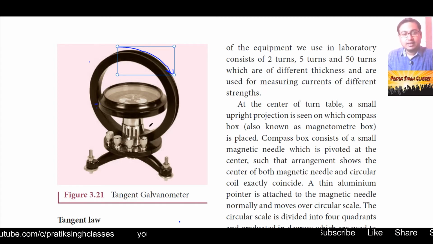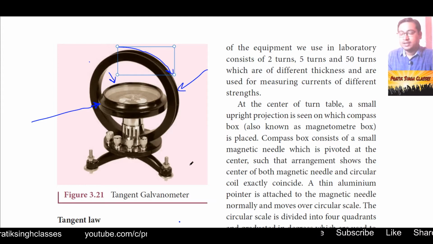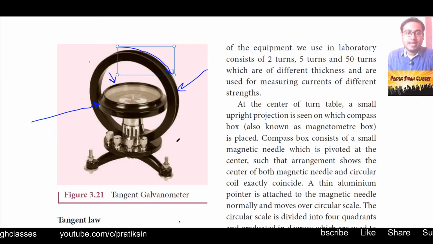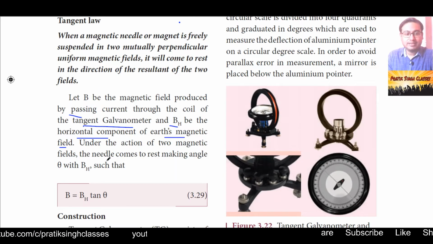Another disc is kept here in such a way that it is lying in the horizontal component of Earth's magnetic field. So we have two magnetic fields here, one because of this loop and one because of the Earth. Because of this, the direction of the magnetic field will be towards the tangent of the Earth's magnetic field, horizontal component, and the current flowing is creating a magnetic field around it. Under the action of two magnetic fields, the needle comes to rest, making an angle theta with the horizontal component of Earth's magnetic field.